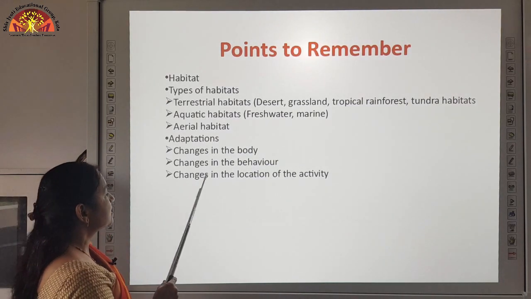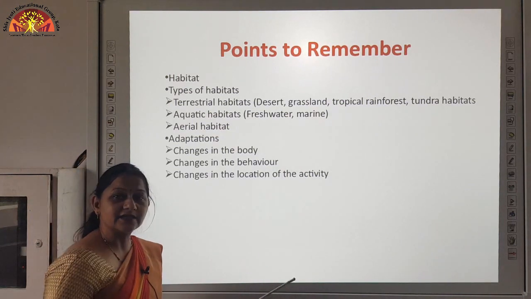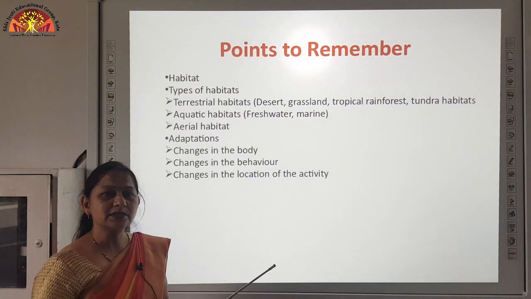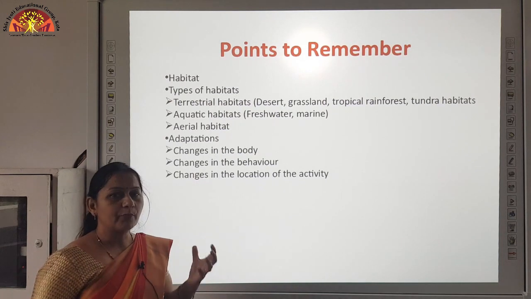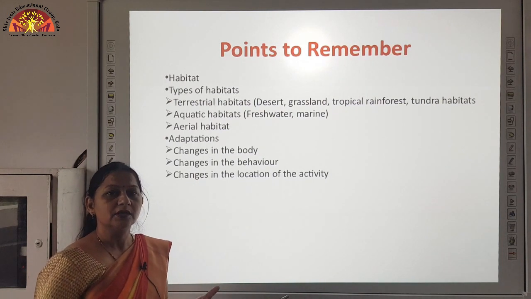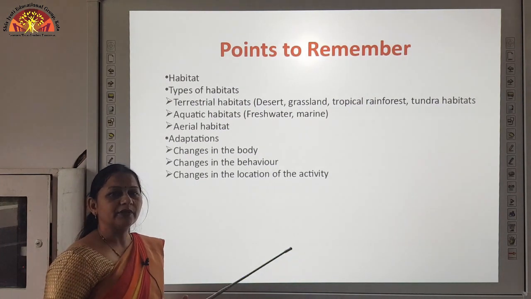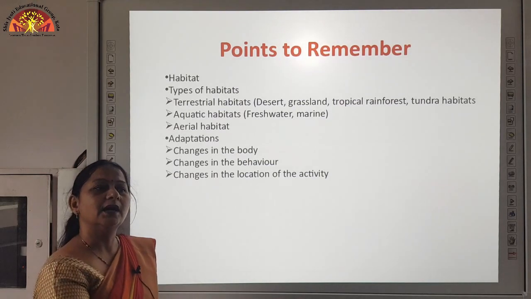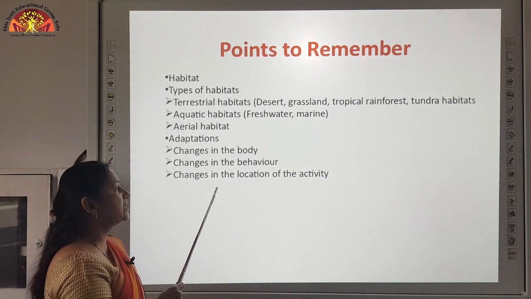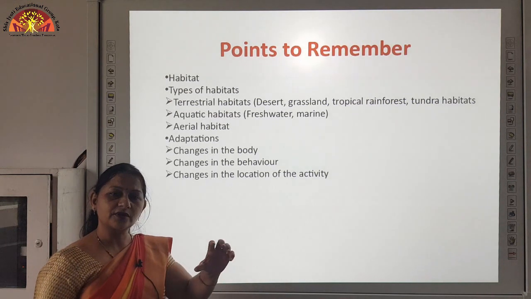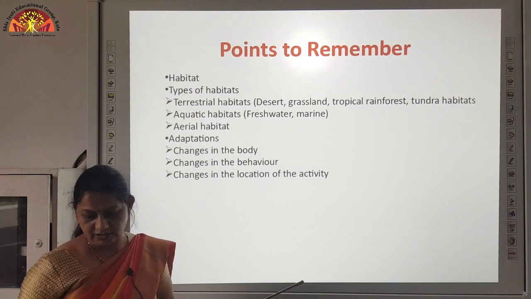Then changes in the location of the activity. Sometimes the animals do not find appropriate grounds for breeding. So, to find appropriate grounds, they migrate to some other place. So, that is, they change their location for some particular activity.